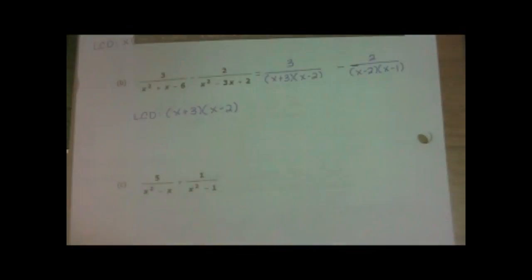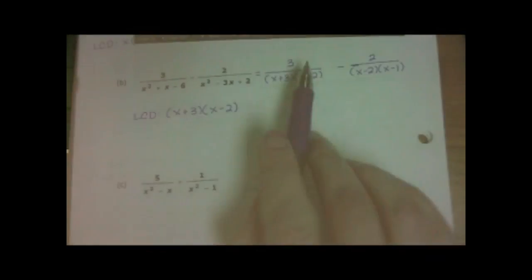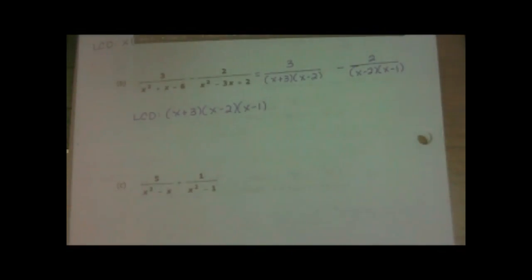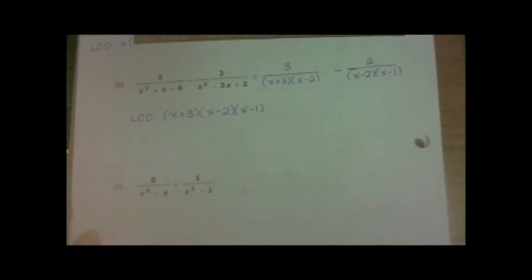Now, if you notice, this one also has an x minus 2. We don't need to have 2 of them here. We only need to have 1 because each of these has 1. So the highest number of x minus 2s is 1 of them. So I only need 1 in my LCD. And then here I've got an x minus 1, so I need an x minus 1 in my LCD. So you'll find that sometimes your LCDs are quite long.